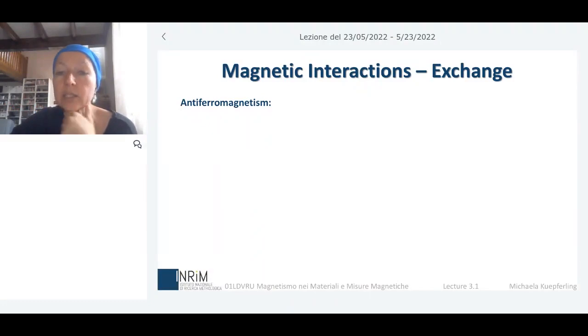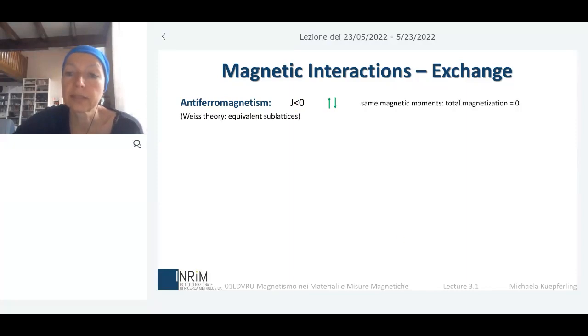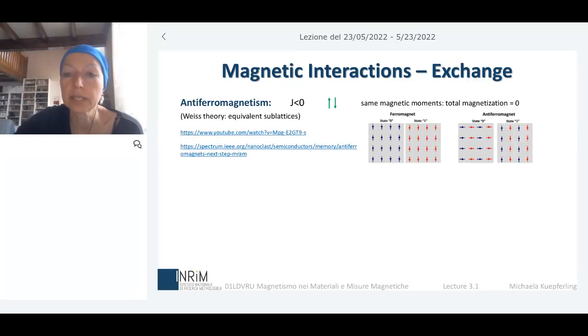Now let's move from ferromagnetism to antiferromagnetism. I already told you that it's the same principle, but antiferromagnetism, of course, causes a net magnetization that is zero. And it's given simply by this J negative and an anti-parallel configuration of spins in a magnetic moment, of the same magnetic moments, of course. You can describe this also classically by Weiss theory, taking equivalent sublattices, for example.